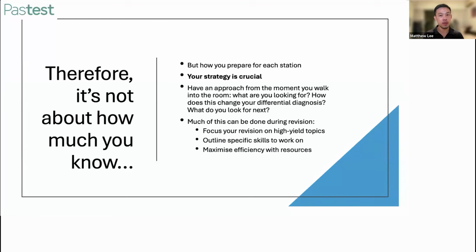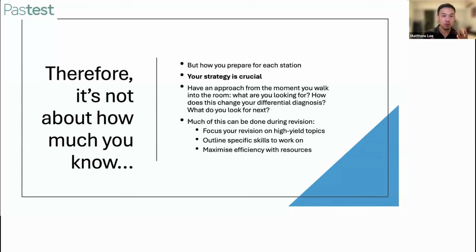Same for an abdo case, for example, renal transplants or chronic renal failure, end-stage renal failure. When you walk into the abdominal station, you need to know exactly what your mental checklist is that you're going to be looking for. Because as soon as you see a scar of a certain type, or you see an arm fistula, the cogs should be turning, knowing how this changes your differential diagnosis, and what you look for next.